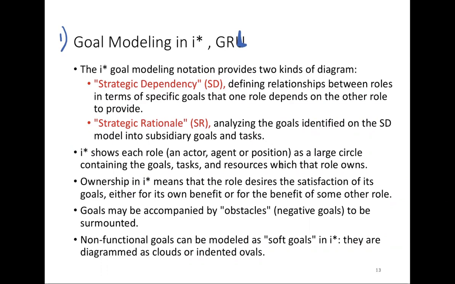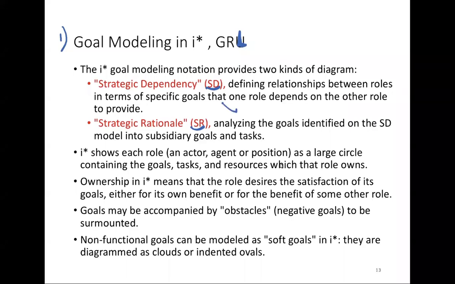So the I-star goal modeling notation provides two kinds of diagrams. The first one is called the SD diagram, which stands for strategic dependency diagram, in which we define relationships between roles in terms of specific goals that one role depends on the other role to provide. The other diagram is called the SR diagram, the strategic rationale diagram, which is not used to define the relationships between the roles. It is used to analyze the goals identified on the SD diagram.